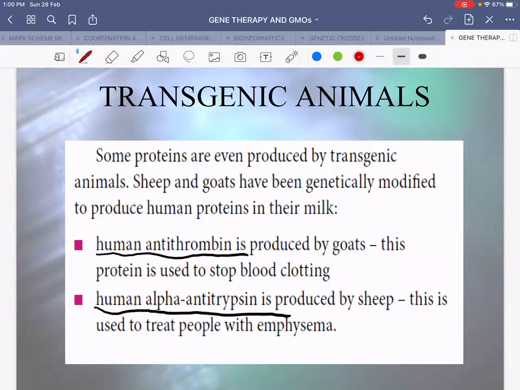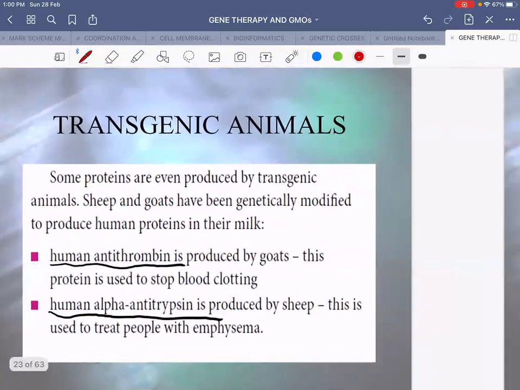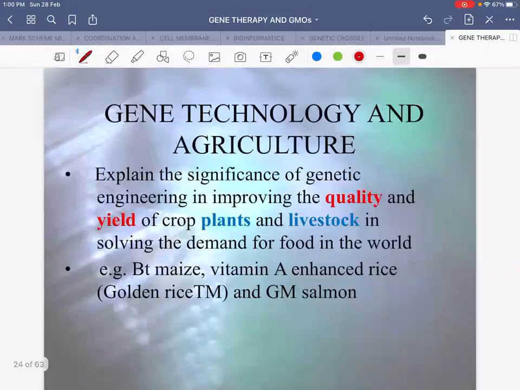Or we can also manufacture human alpha antitrypsin, which is produced by sheep. And this protein is sometimes used to treat people with emphysema, right? So we can also do that. Achha. This was about gene therapy and about the use of genetically modified eukaryotic cells so as to manufacture different kinds of proteins. Then we move on to the topic of gene technology and agriculture.